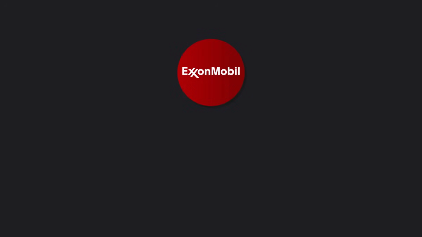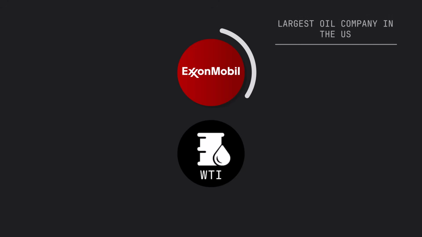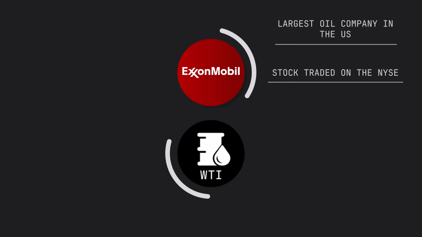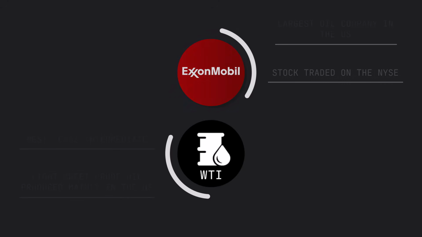Today, we're going to analyze the relationship between ExxonMobil stock price and WTI crude oil commodity price. ExxonMobil is the largest oil company in the US and is traded on the New York Stock Exchange. As a major producer of oil, I believe that Exxon's stock price should be affected by the price of crude oil commodity price. The main question in this video is whether we can create a statistical arbitrage trading strategy that involves trading a stock against a commodity.